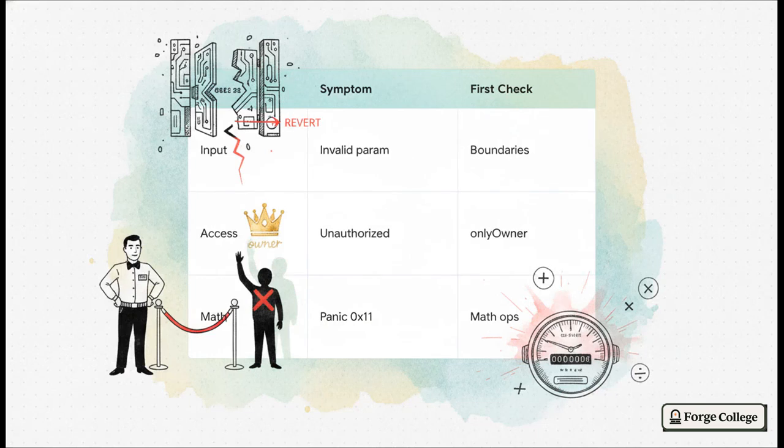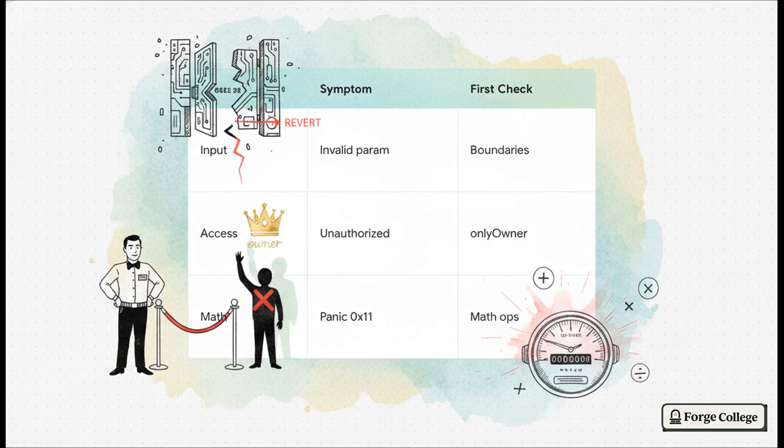We'll look at the first 3 here. First up is input validation. The typical symptom you'll see is a revert on an invalid parameter. So your very first check, boundary unit tests. Next is access control. I always like to think of this one as the VIP bouncer of your contract. If an unauthorized call actually succeeds, or worse, the owner gets locked out, well, your bouncer's asleep on the job. You need to immediately verify your owner-only or role-based logic.